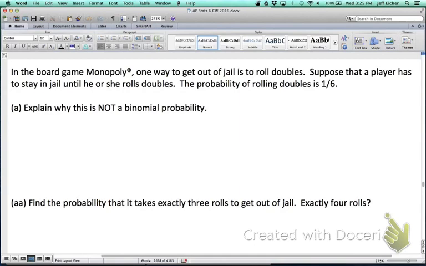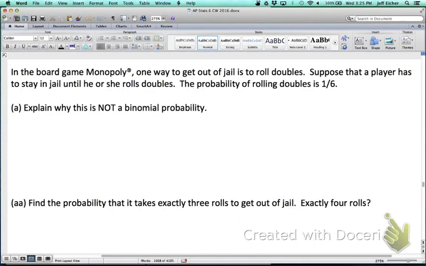So ignoring the rule that after the third time you have to pay $50, we're just going to leave him in jail, baby, until he or she rolls doubles. The probability of rolling doubles is 1/6. You just believe me on that. I won't take time to draw the sample space, but it's 1/6.